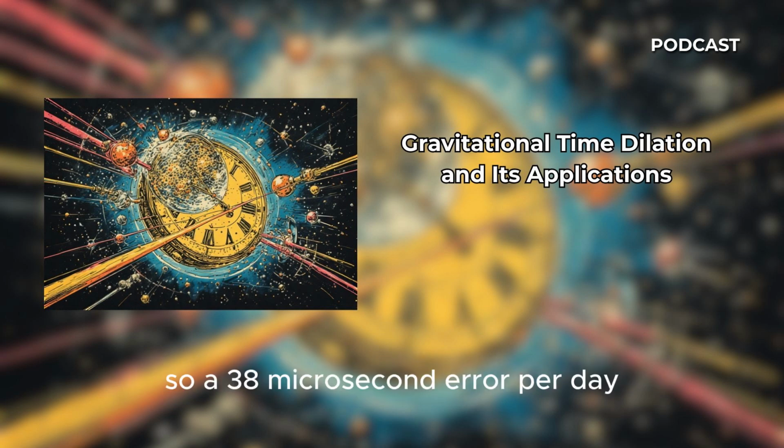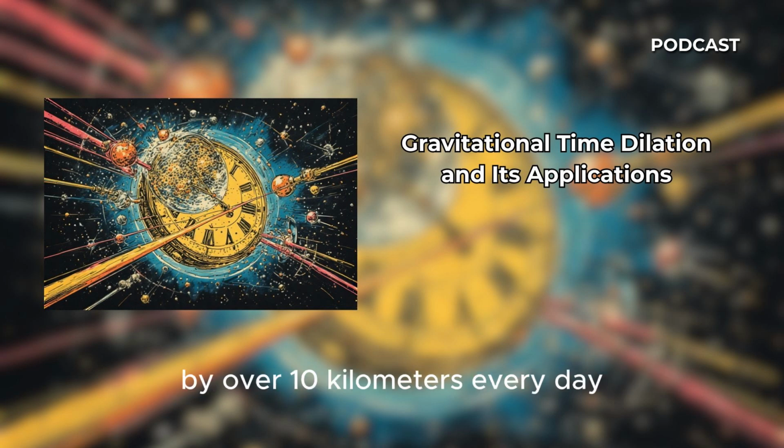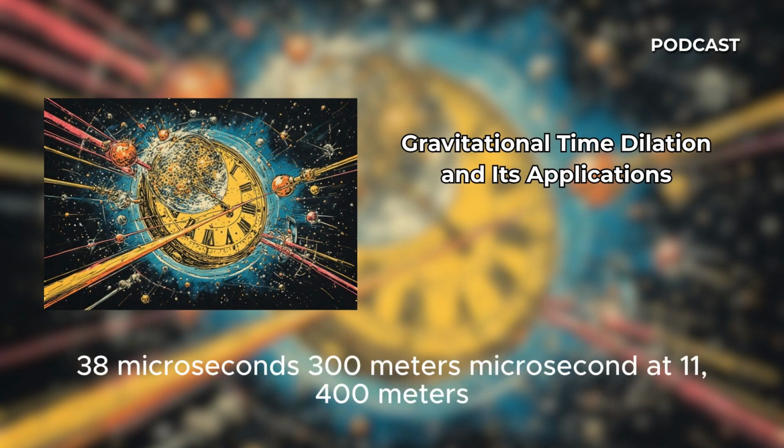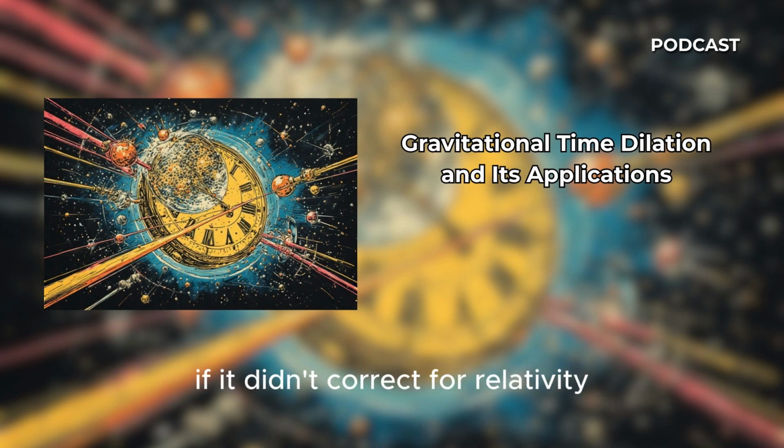So a 38 microsecond error per day means your calculated position would drift by over 10 kilometers every day. 38 microseconds, 300 meters per microsecond, 11,400 meters. The whole system would be useless within minutes if it didn't correct for relativity. Wow. Okay, I had no idea it was that critical.